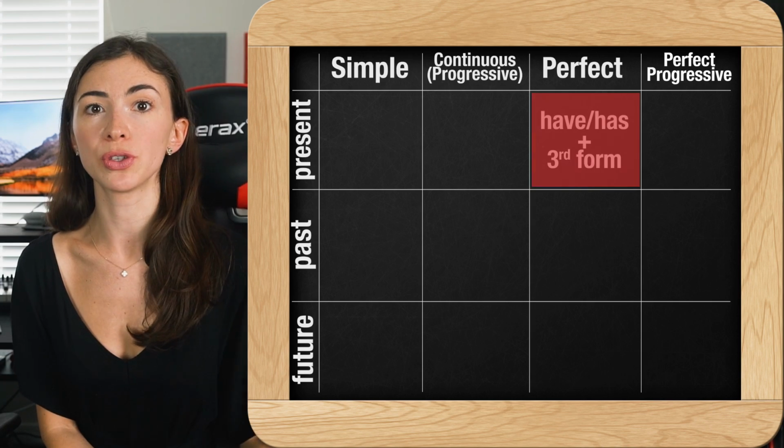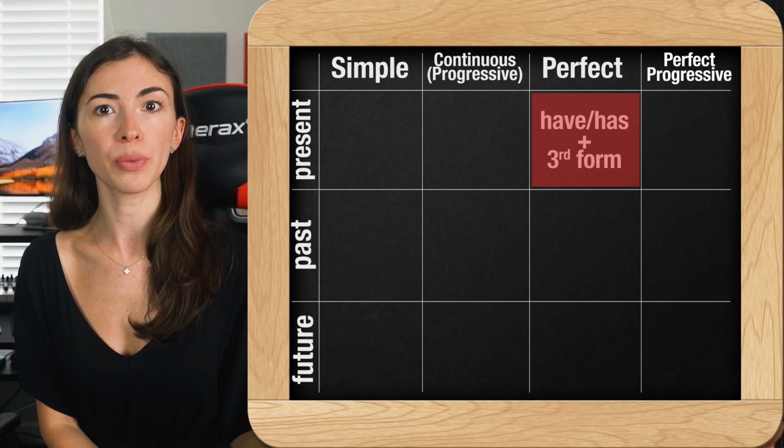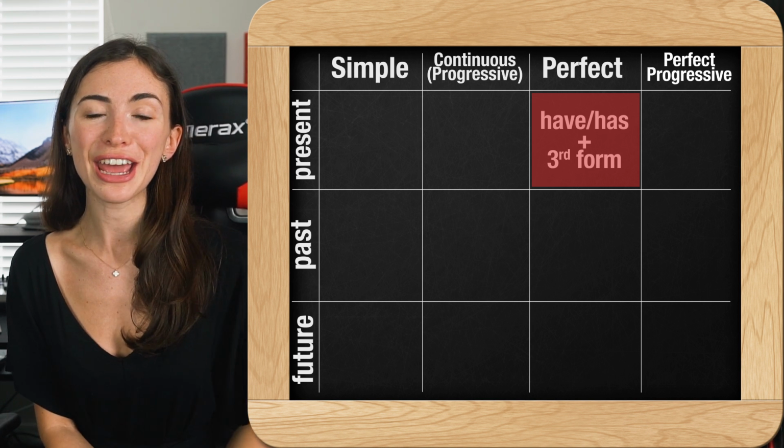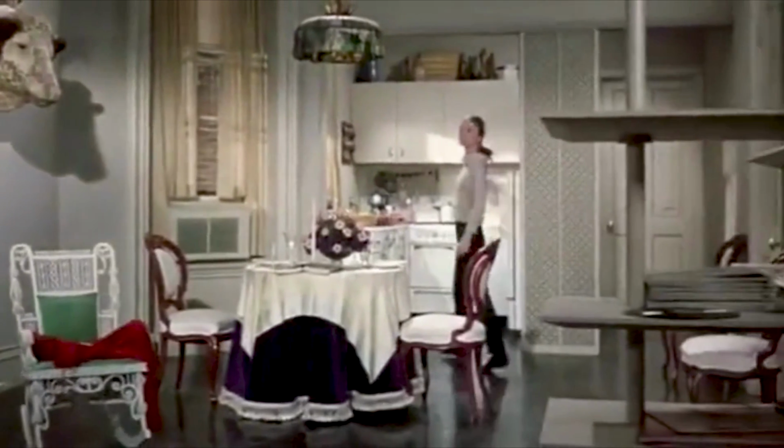And the way we form this tense, we use the verb to have and our verb in the third form. So if it's a regular verb, we just add ed in the end. If it's an irregular verb, we just need to learn that. 4,000 irregular verbs.